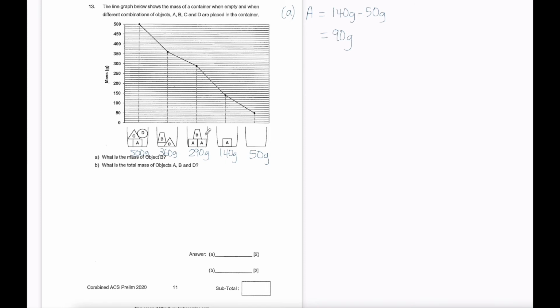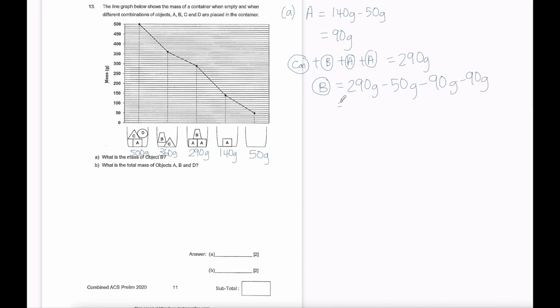So let us look at this. It's container plus B plus A plus A. Container plus B plus A plus A gives me 290 grams. I know what my container is and I know what my A is. So to find B, I just need to take my total and minus away one container, which is 50 grams, and minus away two A's, which is 90 grams and 90 grams.